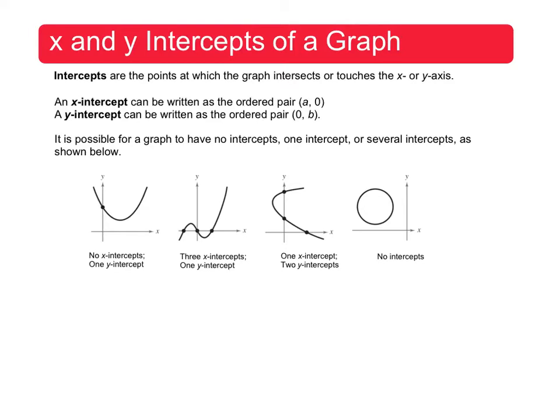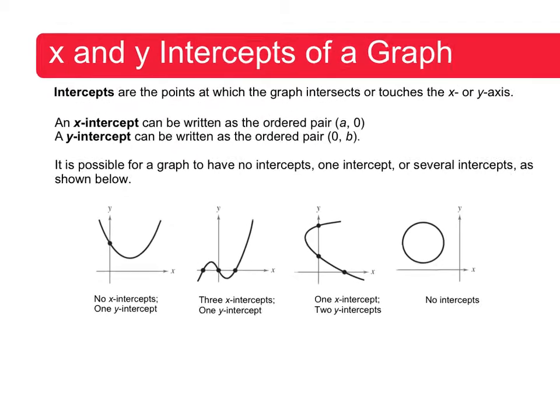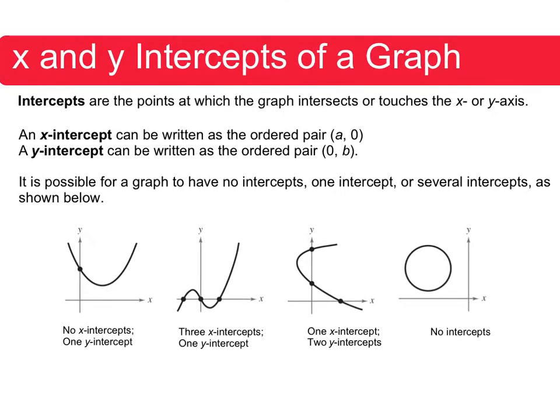The next topic we'll cover here is a review of x and y intercepts. So if you start with the first definition here, intercepts are the points at which the graph intersects or touches the x or y axis. And then they can be written as certain ordered pairs. So your x-intercept can be written as the ordered pair A and then 0.